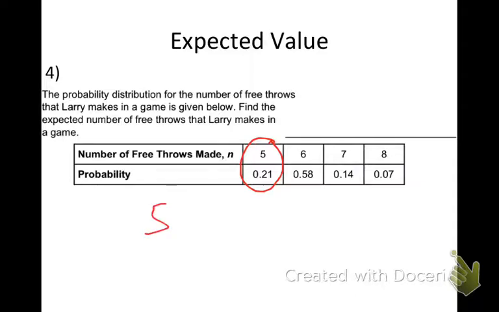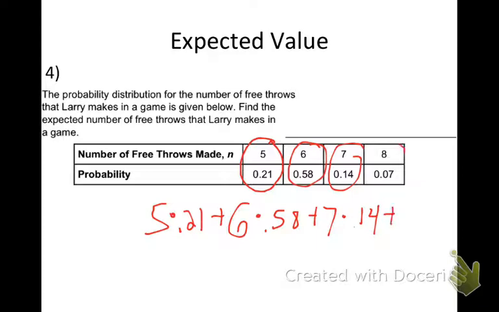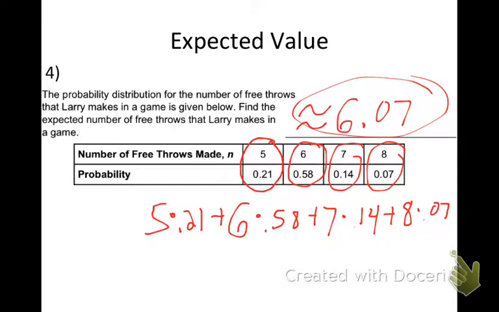So you're going to take 5 times 0.21 plus 6 times 0.58 plus 7 times 0.14 plus 8 times 0.07. As you go through this, multiply those, add them together, and find what the expected value is. Take a couple seconds to try that. All right, when you multiply them all up, you get an expected value that is approximately, what'd you say, Mark? 6.07. Nice job. So on long-term average, he's expected to make about 6 free throws per game.